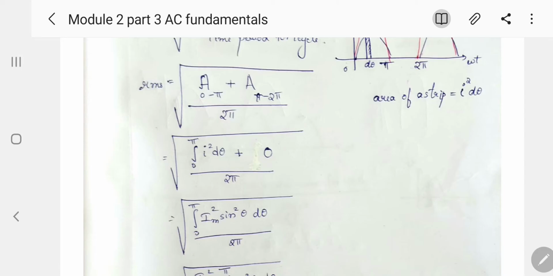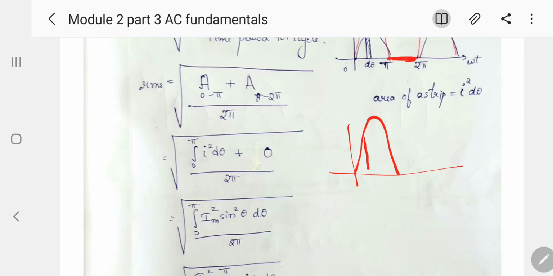What is the area from 0 to pi? We have to calculate it using the integration method. Again, integration method. Why? Because here it is a different waveform and we don't know how to find the area under that curve. But for the second portion, you know that the area is 0, so the value becomes 0.